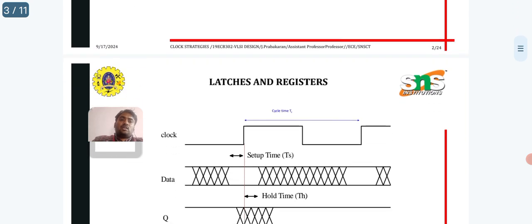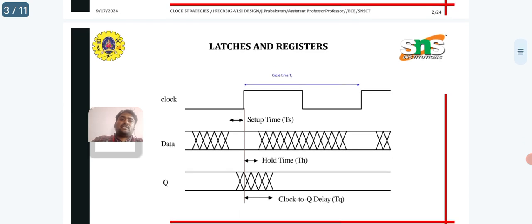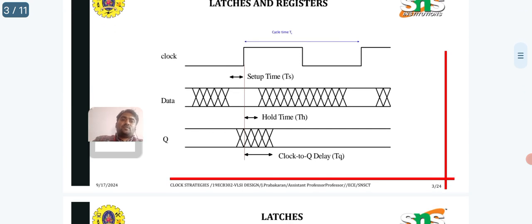And clock strategies in latches and registers. Let me discuss. Latches typically use level sensitive clocking and may encounter issues like transparency. Registers generally use edge-triggered clocking, where data is sampled only on one clock edge.